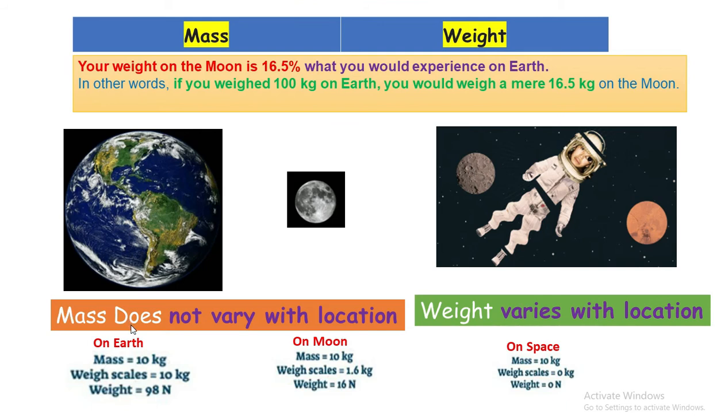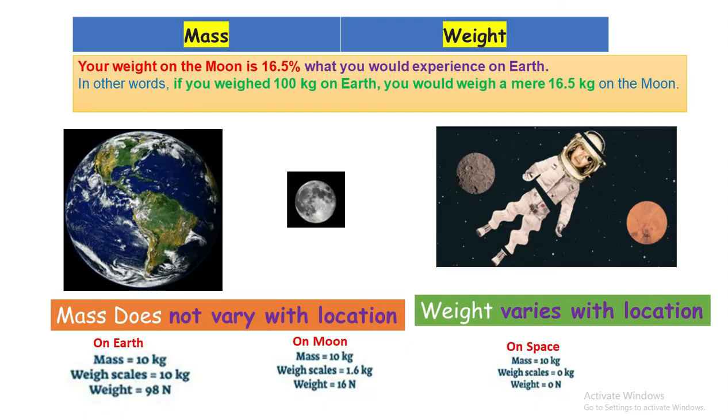See here, the mass on earth is 10 kg, the weight scale shows 10 kg, so the weight is 98 Newton. On the moon the mass is 10 kg, the weight scale shows 1.6 kg and the weight is 16 Newton. In space, that is beyond the moon or in empty space, the mass is 10 kg, the weight scale shows 0 and so the weight is 0. So when somebody asks what is the weight of a ball or a human body of 100 kg in space, you have to mention 0.